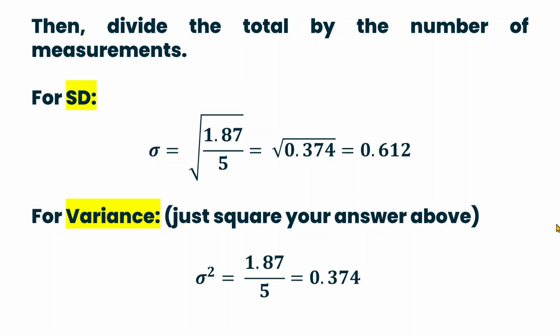If you want to solve the variance, all we have to do is we do not take the root. We do not apply the square root to our answer 0.374. That is already the variance of the given numbers. So there you have it for the standard deviation and variance.